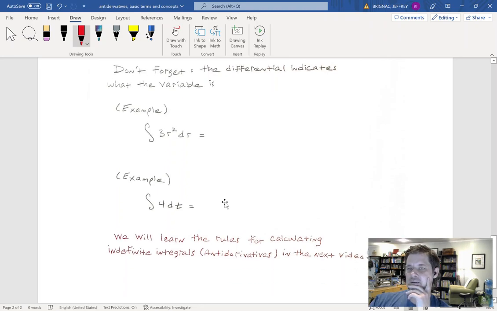Now, let's look at this one. So how would you read this? It says the antiderivative of 3r squared dr. Okay, so when I look at this, that's my differential, and that says r is the variable.